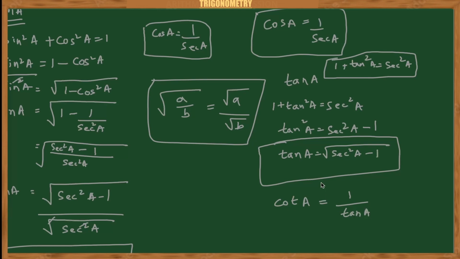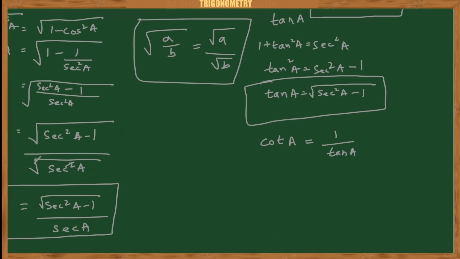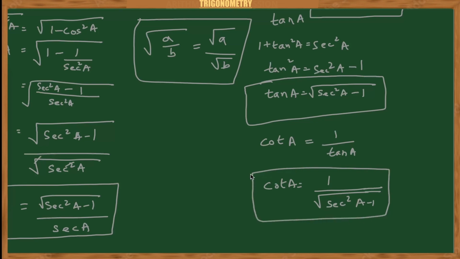We have solved only tan A, so we can put the expression in here: cot A is equal to, so tan value we can put it, which is in terms of secant square A minus 1. So we got the value of cot.